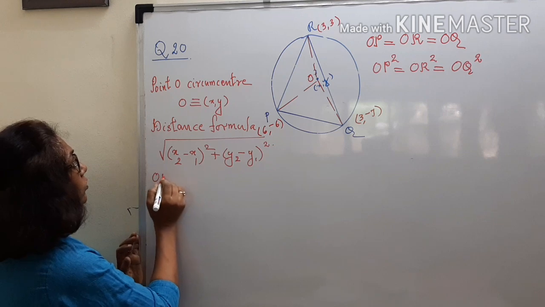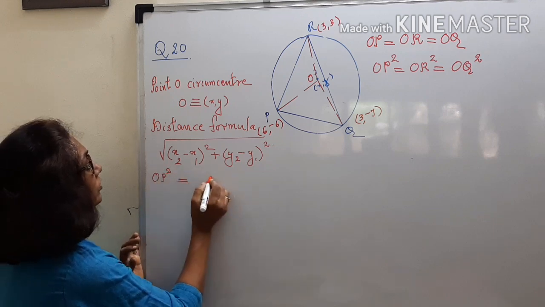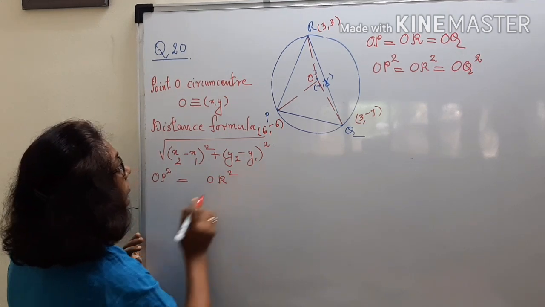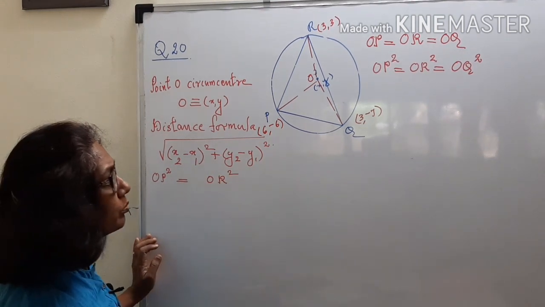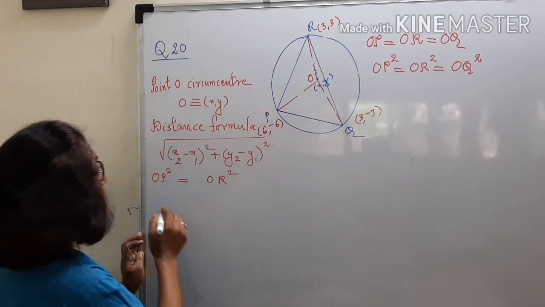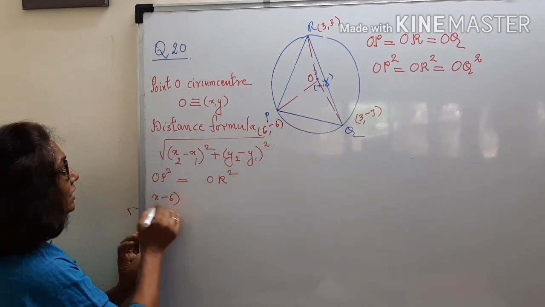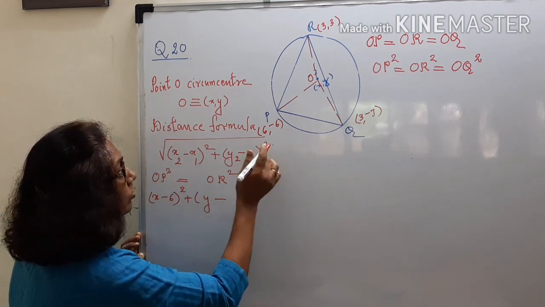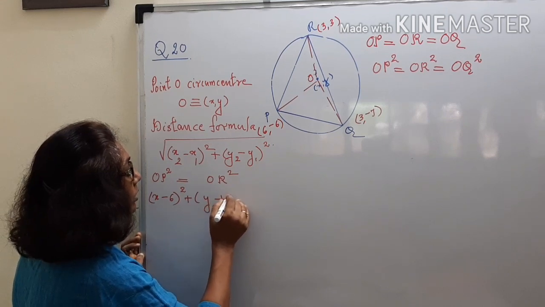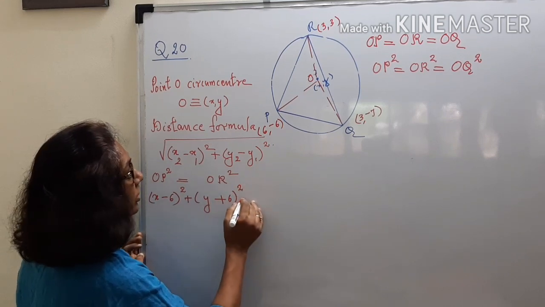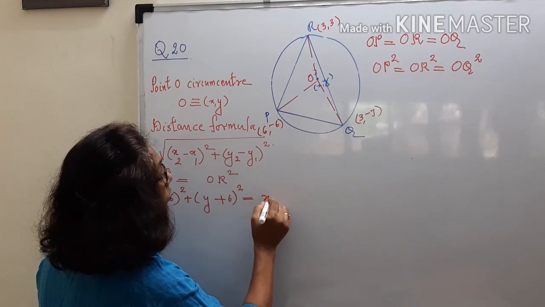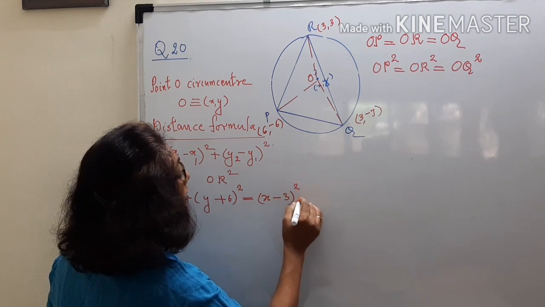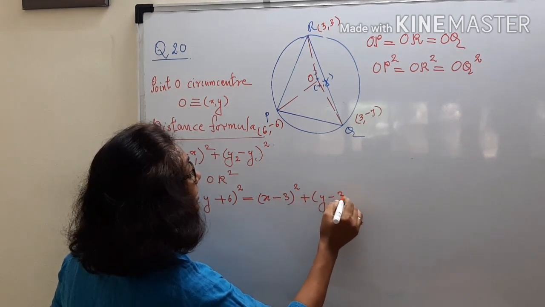Therefore, we calculate OP square, which is equal to OR square. We can directly substitute for both. OP square will be x minus 6 the whole square plus y minus of minus 6 will become plus 6 and whole square is equal to OR square. So, x minus 3 the whole square plus y minus 3 the whole square.